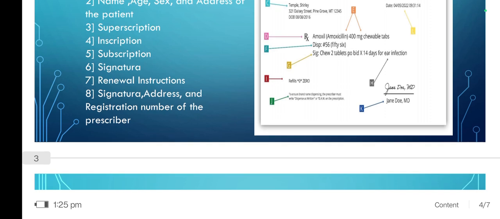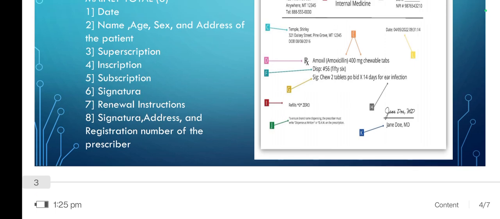And the sixth, signature. Signature is usually written as sign. In this part the prescriber gives the direction to the patient. And after completing the subscription, the signature is mandatory.